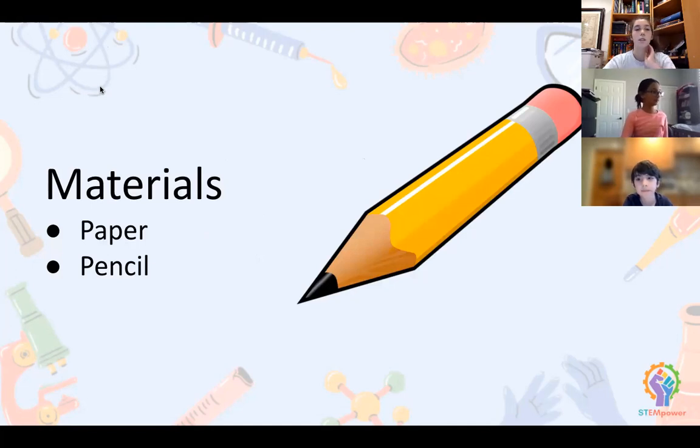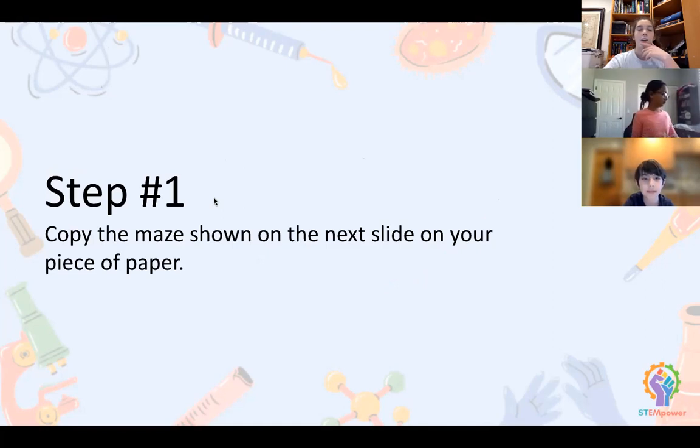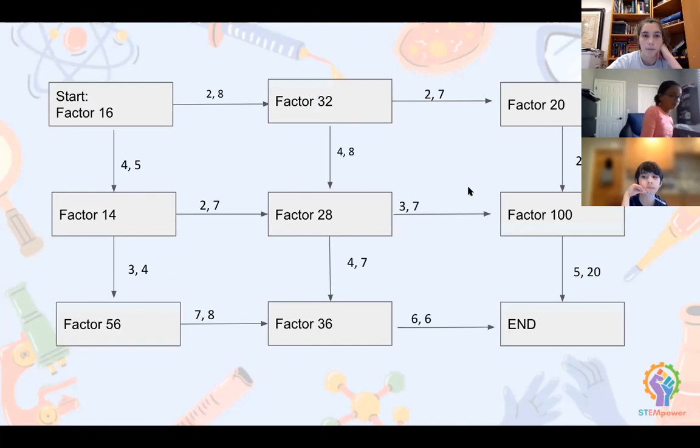Okay, so for this activity, you are going to need a paper and a pencil. So do you all have that in front of you? Yes, perfect. Okay, so the first step of this is to copy the maze that's shown on the next slide onto your piece of paper. So this is what you are trying to copy down.